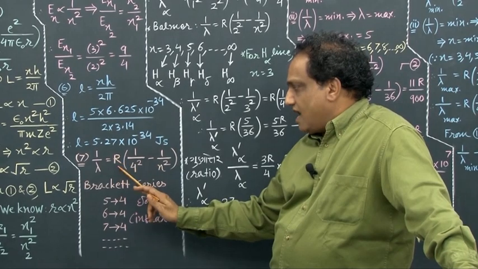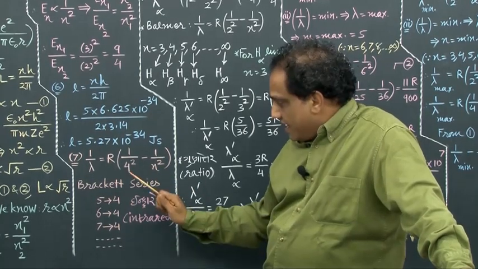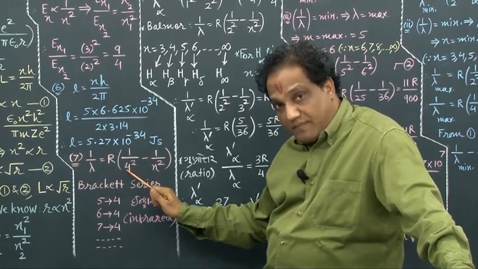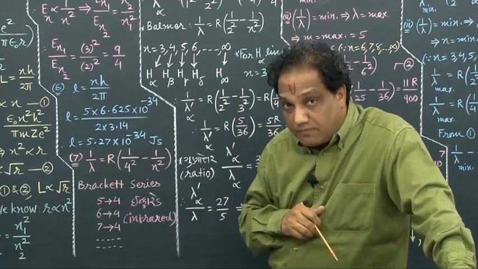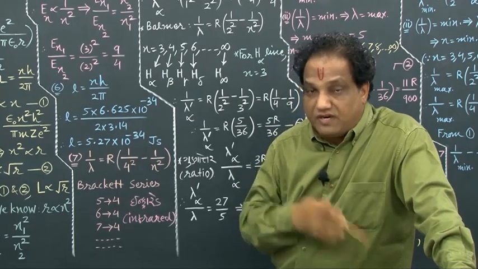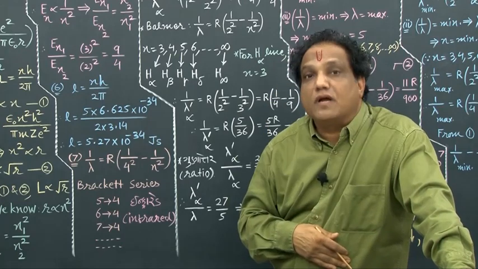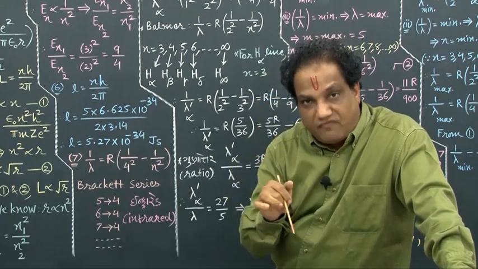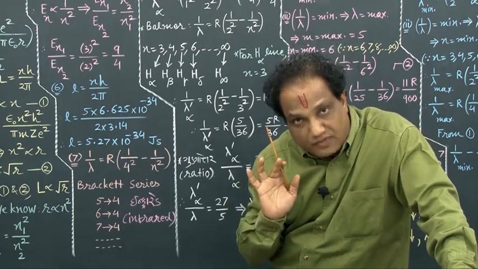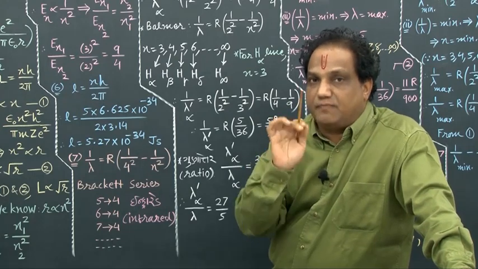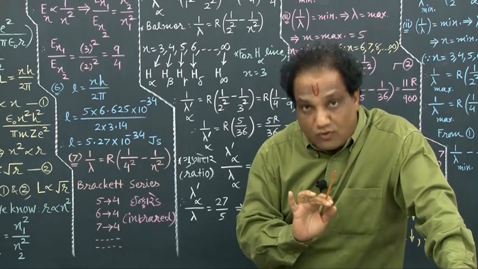One upon lambda equals to R into 1 upon m square minus 1 upon n square. Actually here it is m, but m indicates order of series. We call it series term. Values of m for different spectral series in the atomic spectrum of hydrogen you must have remembered. Come on, Lyman, Balmer, Paschen, Brackett, Pfund. Respectively values of m are 1, 2, 3, 4, 5. Correct? For the last 3 series, that is Paschen, Brackett, Pfund, values of m are 3, 4, 5. Correct?